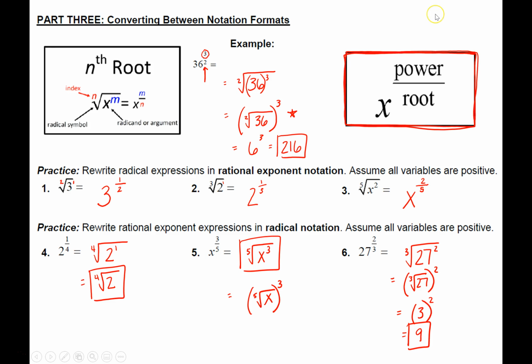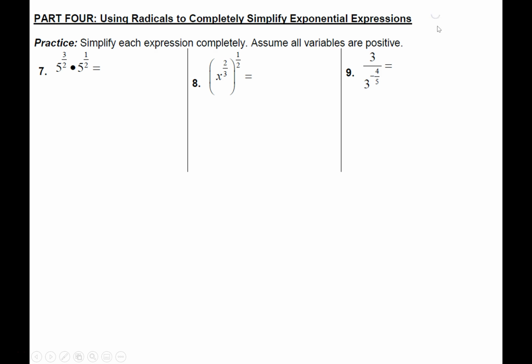Let's do some work with these now. So let's look at some problems where we are going to use some exponent rules to do some combining, and then if there's still a fractional exponent after I use the exponent rules, I'm going to need to turn that into a radical to finish simplifying.